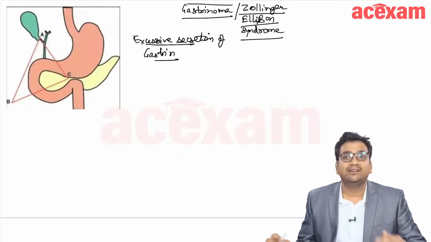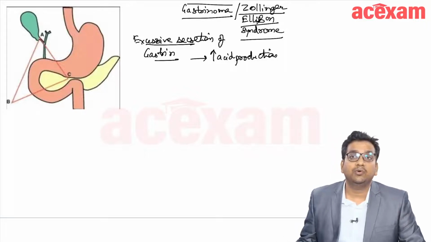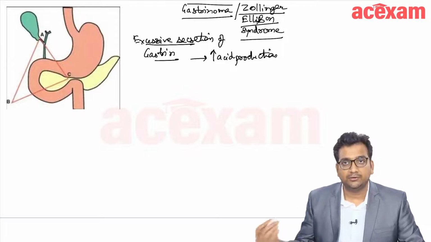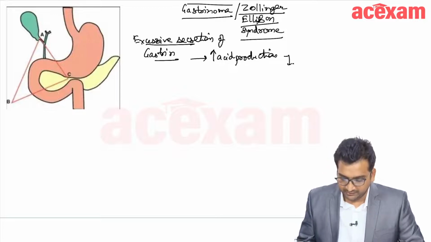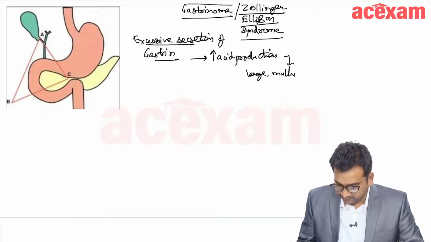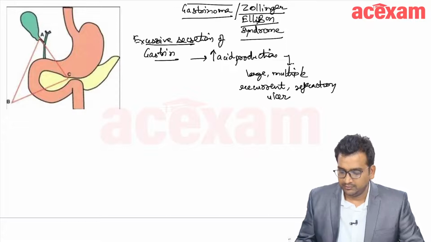So the more gastrin will be secreted, there will be more acid production, and there will be more gastritis, more esophagitis, more peptic ulcer. In fact, there will be jejunal ulcers, large ulcers, non-healing ulcers. Or you can say refractory ulcers, which will lead to large, multiple, recurrent, refractory types of ulcers or peptic ulcers.